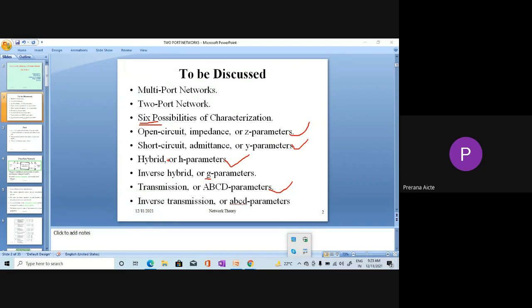We can't judge which parameter is going to be asked in the examination. Why? Because every parameter has its own importance. That means you have to understand all the parameter equations, so that you can attempt the question in the examination. Let it be. Let's go for a detailed discussion of these parameters.